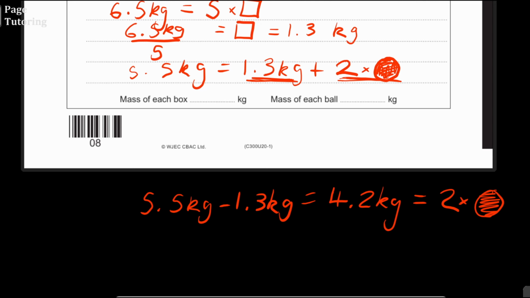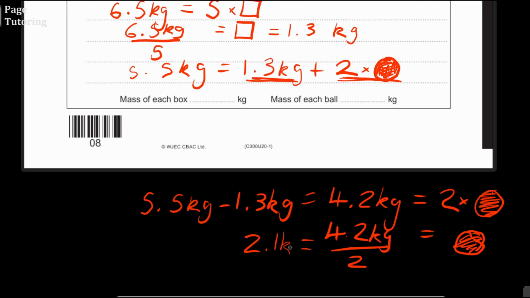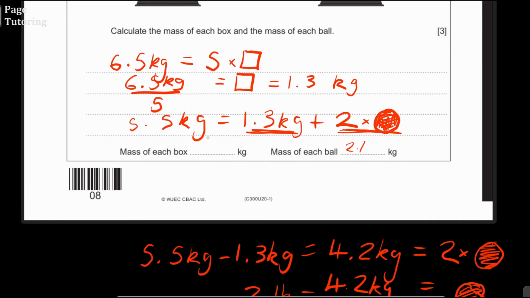So now, same as we did for the first one, we want to know the weight of just one circle. Oh, that was a very wonky circle. How do we do that? We just divide this 4.2 kilograms by 2. So that will give us 2.1 kilograms. So now they've given you boxes to write your answers in, so make sure to use them. So for each of these, the ball is 2.1 and then your box was 1.3.